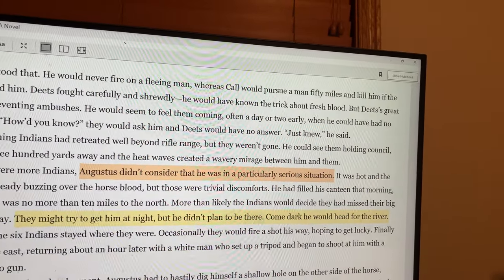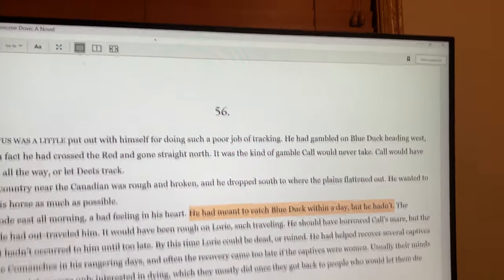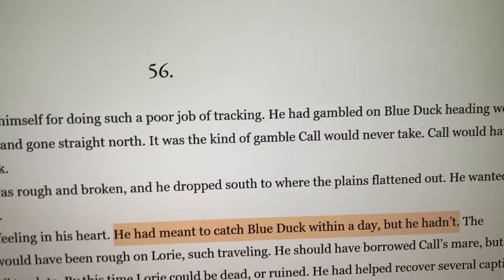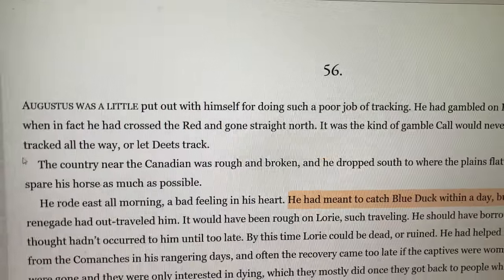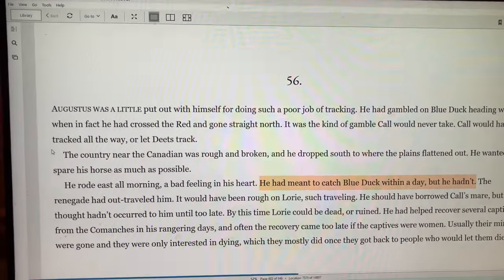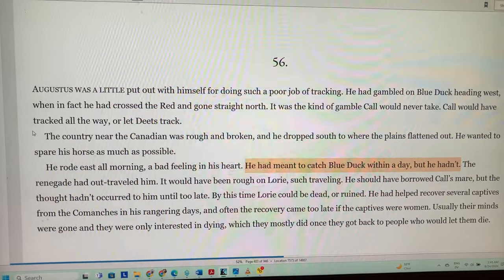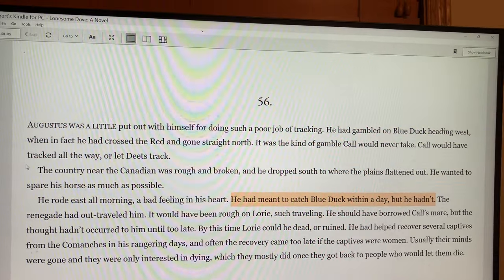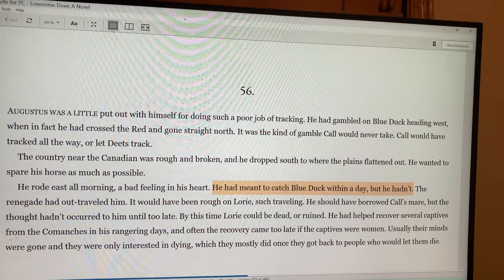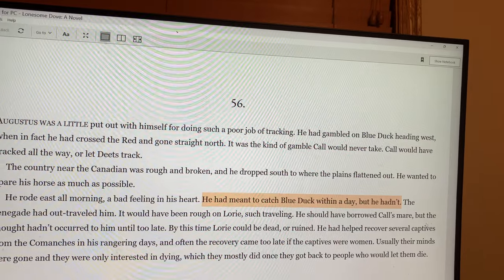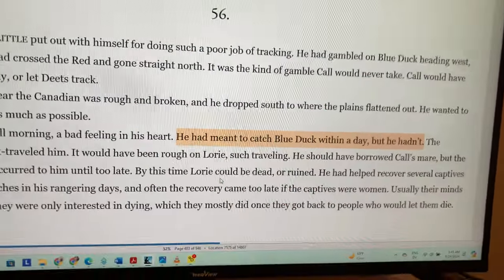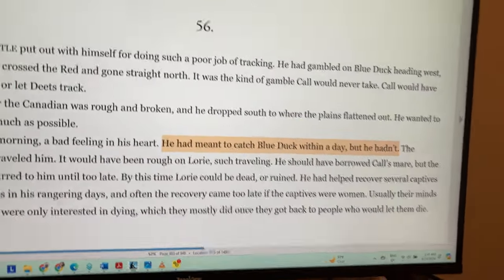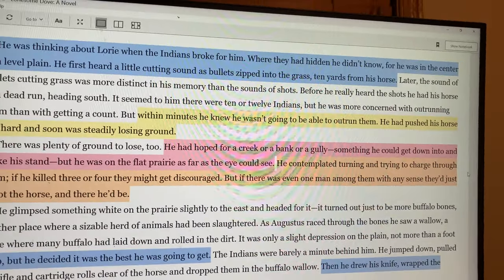Now let's look at the MRUs. Well, he had gambled and headed west, when in fact he realizes his enemy, Blue Duck, had gone straight north, so he has to ride back east and then go north. So the external evidence, he's no longer finding their tracks. Two horses, Blue Duck's, and the one that Lori's riding on. He's thinking Lori could be dead or ruined.